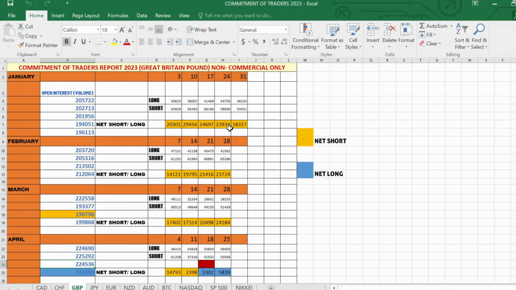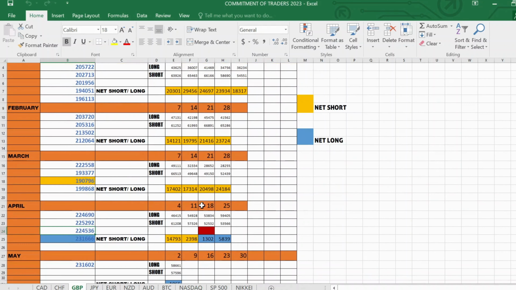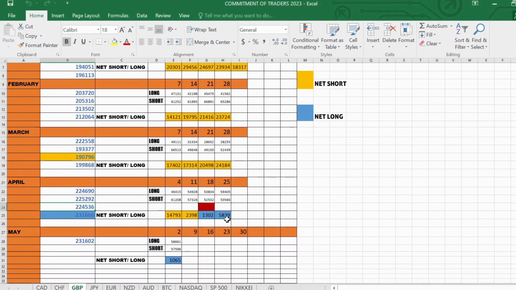But when the sentiment starts to shift, they are highlighted in blue. So you can see from April 18th, for the last 3 weeks, sentiment in the pound has shifted from bearish to bullish. So anytime there is a shift in sentiment, you'll always see a red. This is a red alert showing that the sentiment has changed.